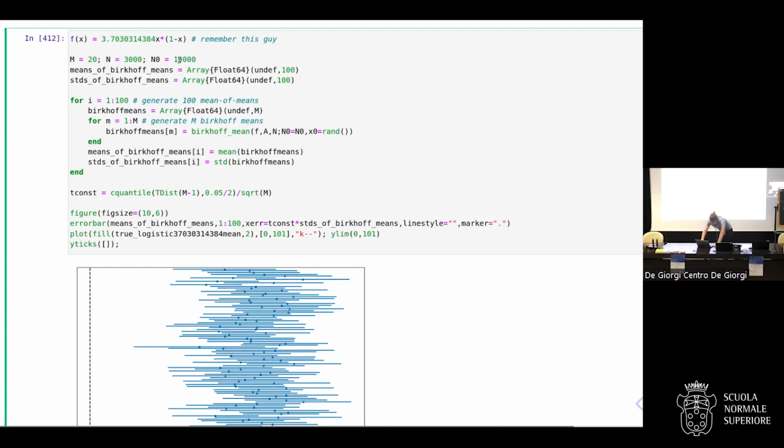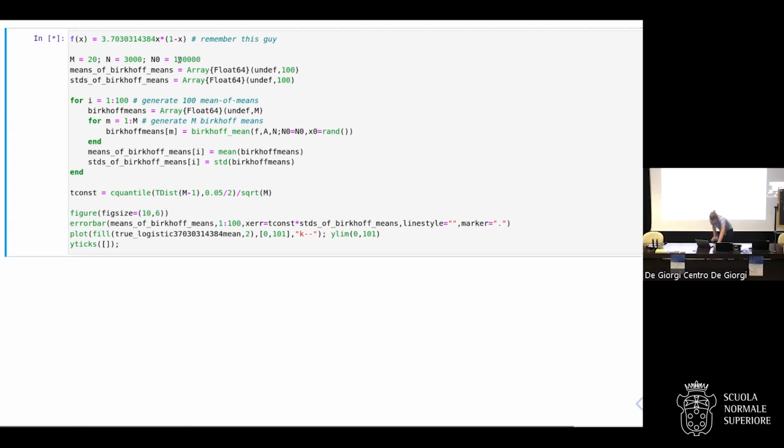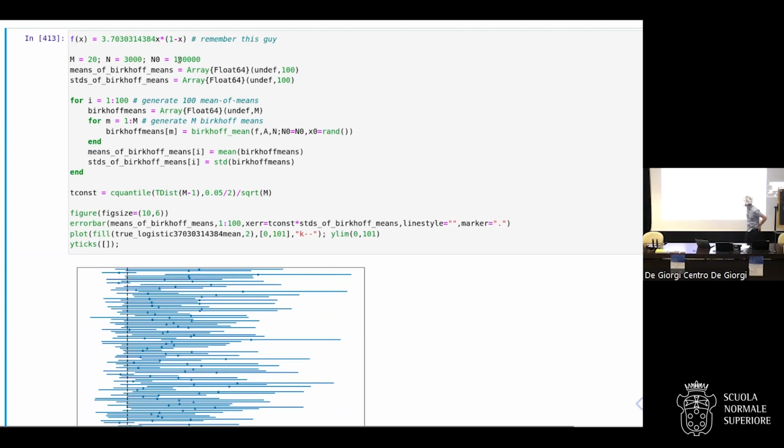But if we make n0 much longer, well, this looks kind of weird. In previous times, we've seen the widths here, the estimated variance of our Birkhoff mean, and we expect it to always be the same, but here it's estimating a bunch of different variances. This is because some of the time it's found the physical measure, the periodic orbit, but most of the rest of the time it's still bouncing around chaotically.